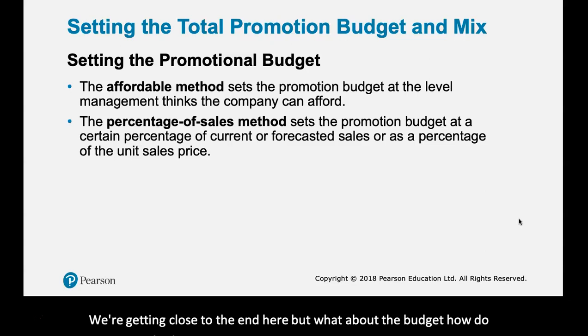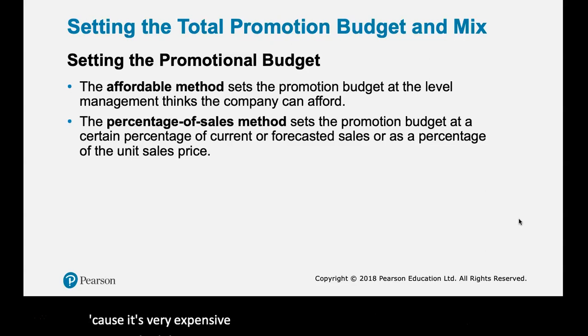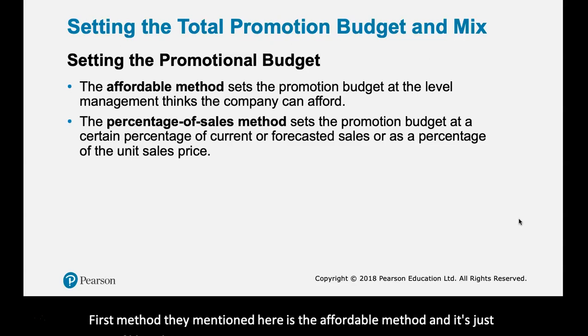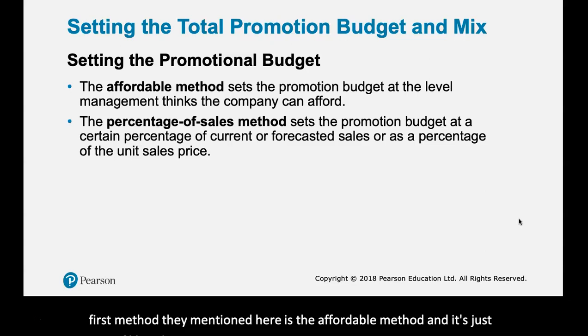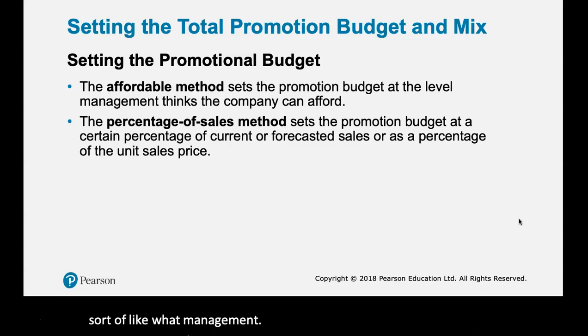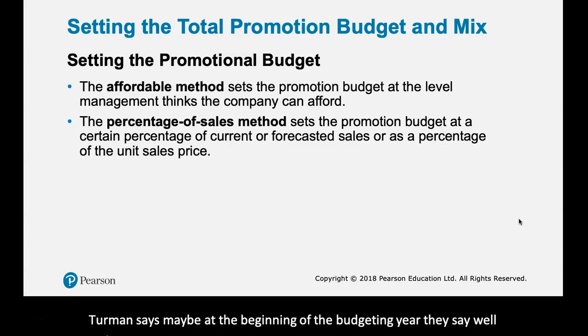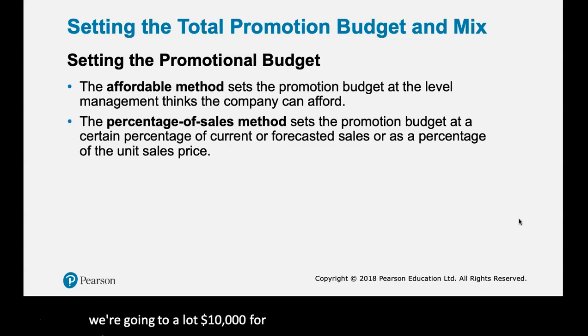First method they mention here is the affordable method, and it's just sort of like what management determines. Says maybe at the beginning of the budgeting year, they say, well, we're going to allot $10,000 for advertising or our promotion mix throughout the year. And I will tell you that most companies sort of do a collection of these, a little bit of this, a little bit of that.